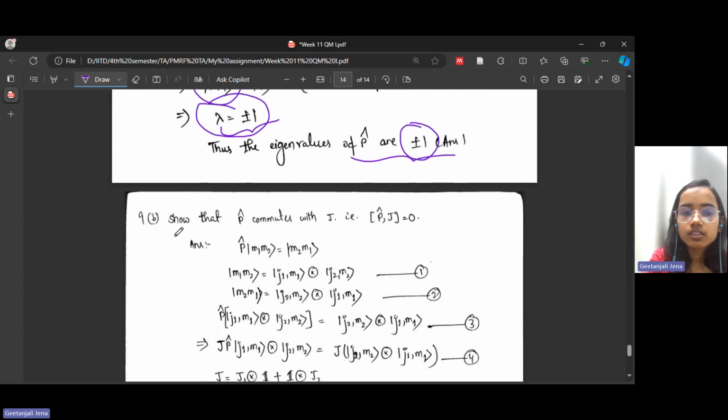Now in the last part, 9b, the P interchange operator commutes with J. So that means the commutation relation of P with J will be 0. So you need to show that the commutation of P with J is 0.